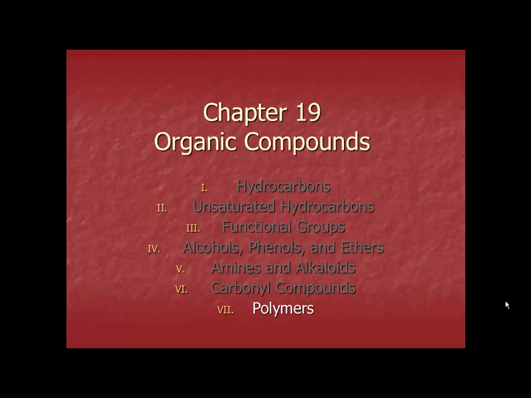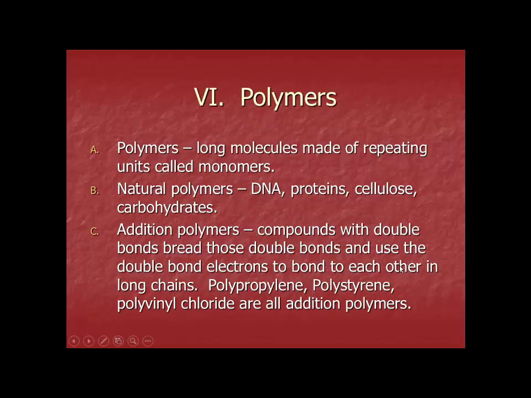The final thing we're going to look at in Chapter 19 are polymers. Polymers are long molecules made of repeating units, a smaller unit called a monomer. Sometimes those monomers are identical all the way through, sometimes they come in a variety. So we have natural polymers, things that exist in nature that are polymers.